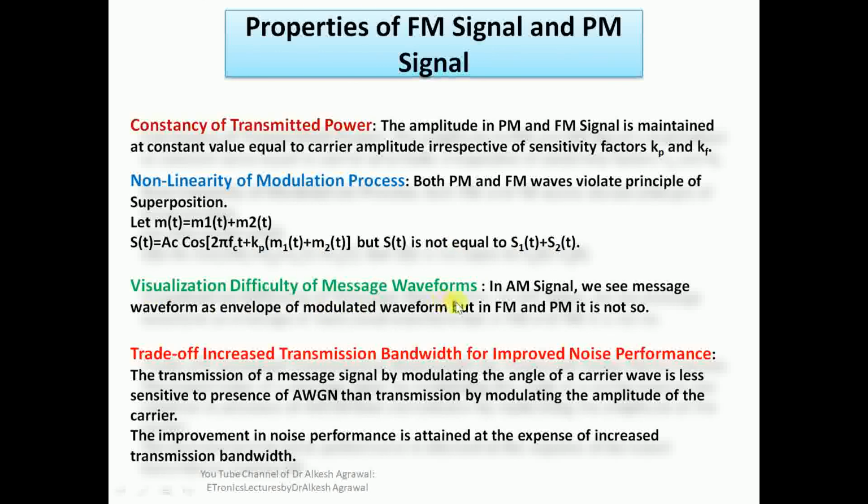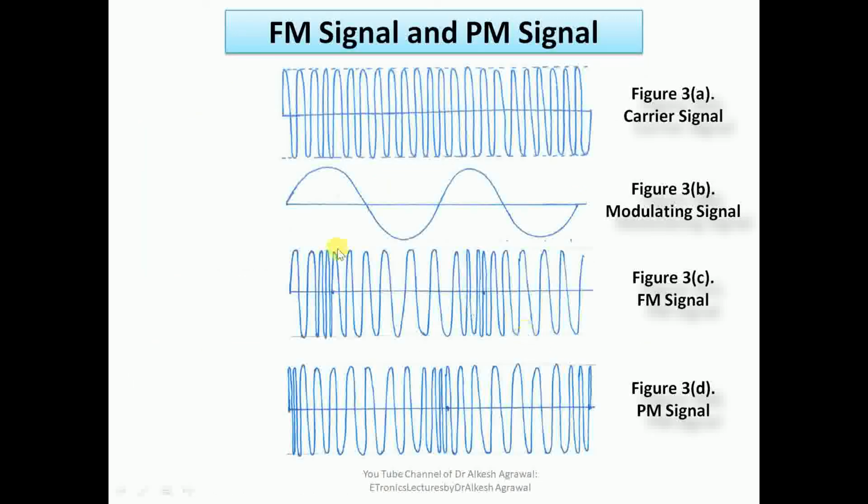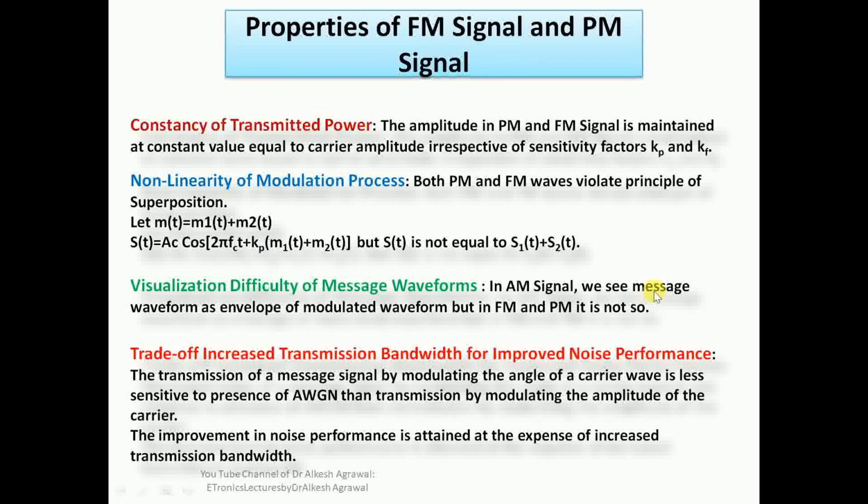Then, visualization difficulty of the message waveform. As we have seen in this diagram, in amplitude modulation we see the message waveform as the envelope of the modulated waveform. We have already discussed that in an amplitude modulated signal, the shape of the envelope is the same as that of the baseband or modulating signal. But this phenomenon is not true in FM or PM signals. So there is a visualization difficulty of the message signal, and we cannot predict the message signal by seeing the FM or PM signal.